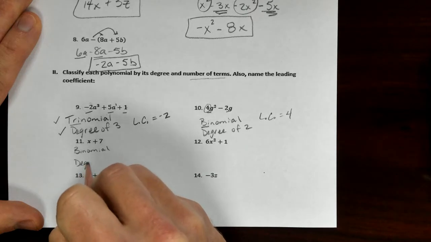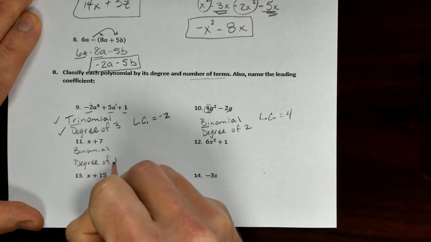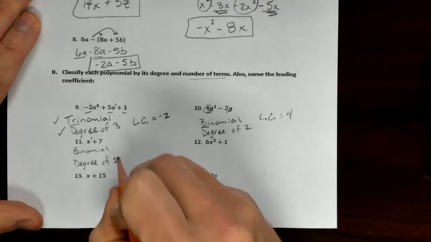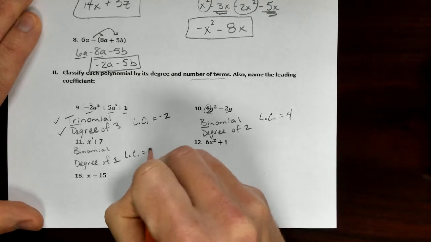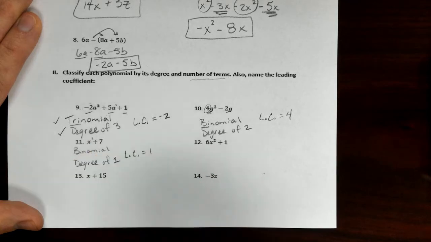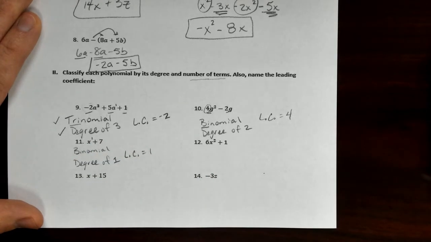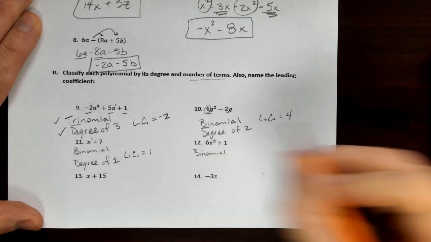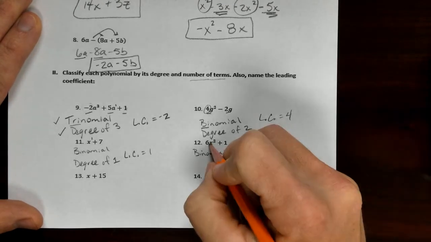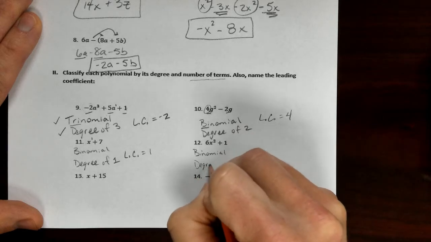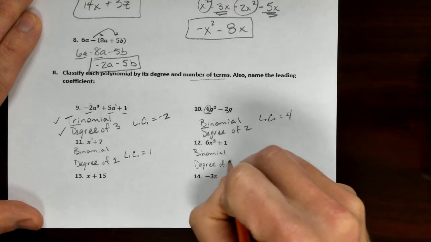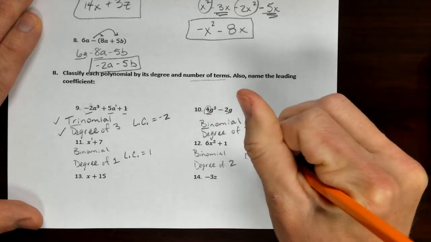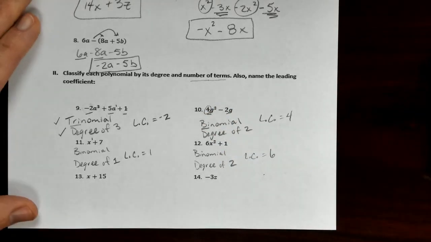Degree of 1, because that is x to the first power. And then the leading coefficient is also 1, because there's an understood 1 in front of this x. Number 12, once again, you guessed it, that's a binomial. Degree 2 this time, because that is an x squared, deuce. And then my leading coefficient is equal to 6.